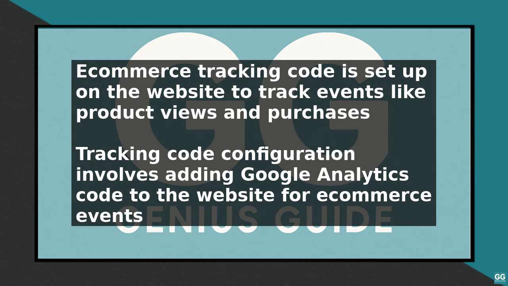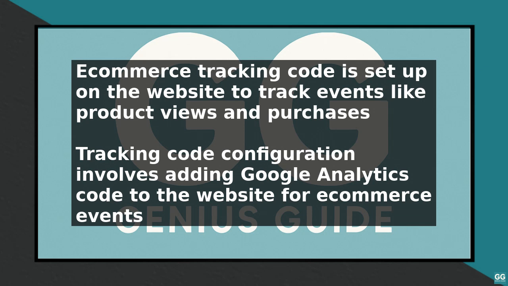One of the key concepts in Google Analytics Enhanced E-commerce is the use of dimensions and metrics. Dimensions are attributes of your data, such as product category or location, while metrics are quantitative measurements, such as revenue or quantity. Understanding how to use dimensions and metrics is crucial to getting the most out of your e-commerce data.